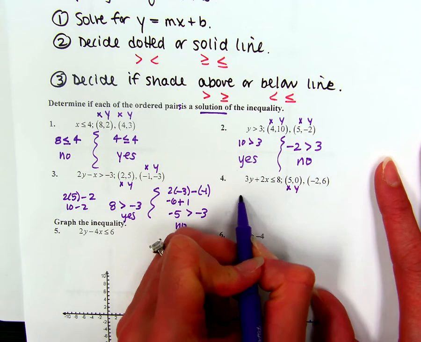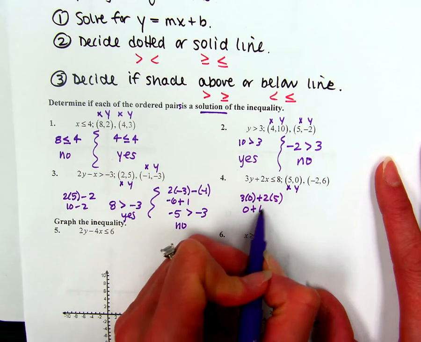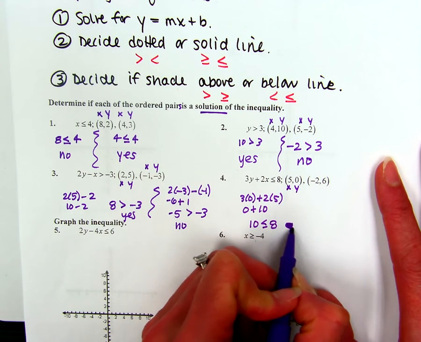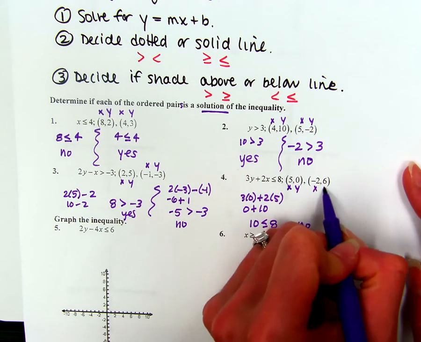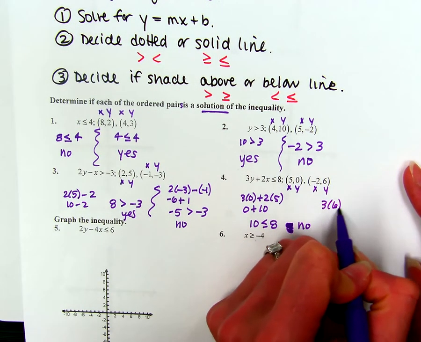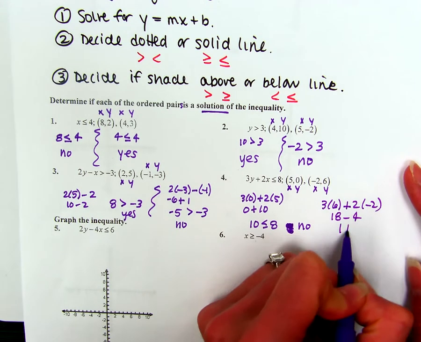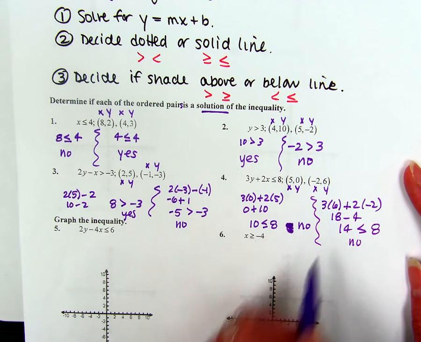This one, we've got 3 times 0 plus 2 times 5. So 0 plus 10 is less than or equal to 8. That is a no. 10 is not less than or equal to 8. And then (-2, 6). So 3 times 6 plus 2 times -2. So 18 minus 4 is 14. Is that less than or equal to 8? That is also a no. So these are both no.